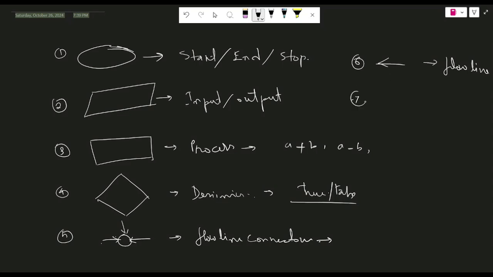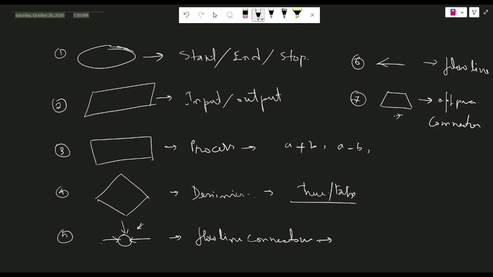Okay, seventh and last, it's not that important, but when you have to connect outside of a page, it's used as an off page connector, like this one. So this is an on page connector and this is an off page connector.